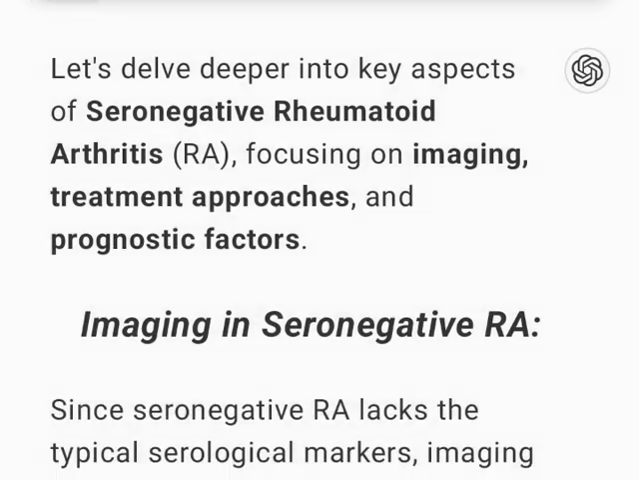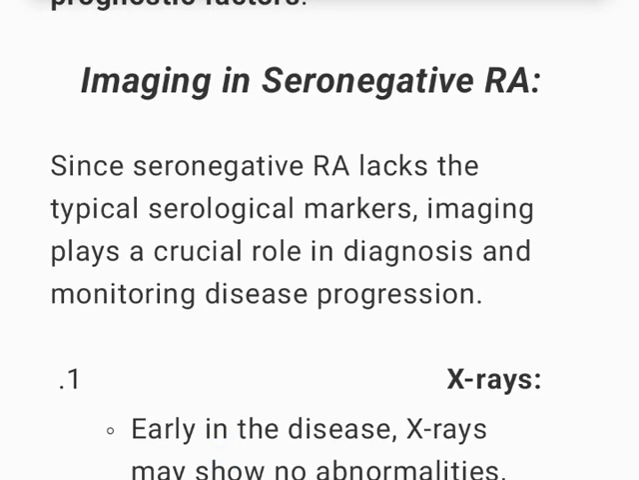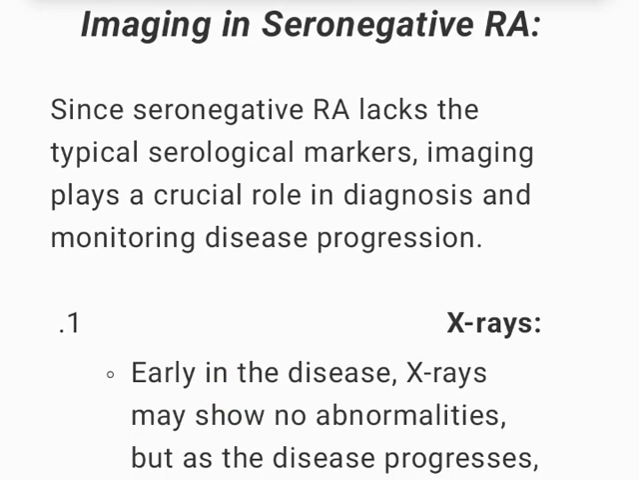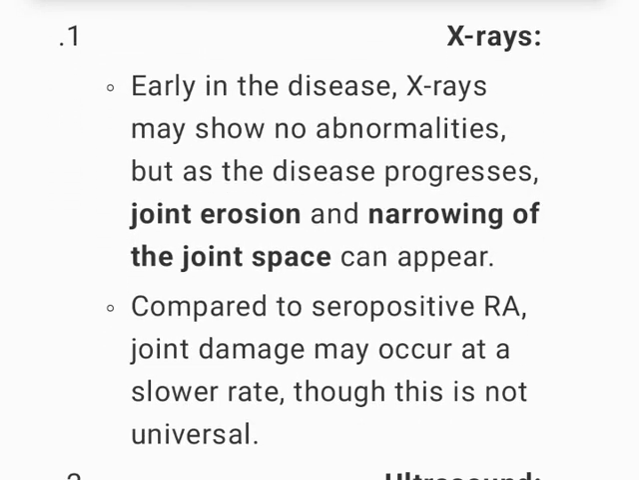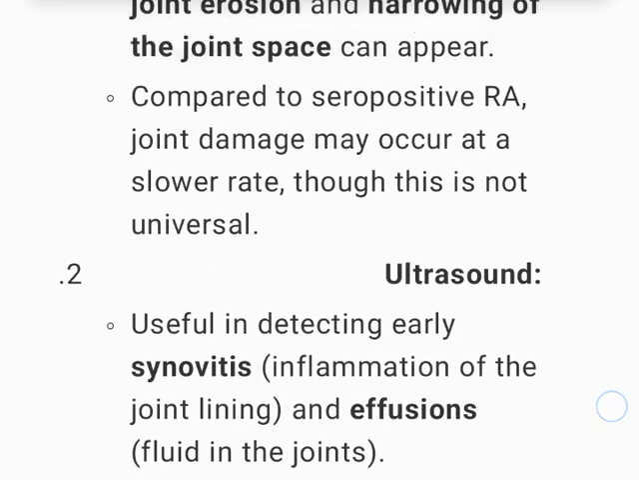Let's delve deeper into key aspects of seronegative rheumatoid arthritis, RA, focusing on imaging, treatment approaches, and prognostic factors. Imaging in seronegative RA. Since seronegative RA lacks the typical serological markers, imaging plays a crucial role in diagnosis and monitoring disease progression. 1. X-rays. Early in the disease, X-rays may show no abnormalities, but as the disease progresses, joint erosion and narrowing of the joint space can appear.